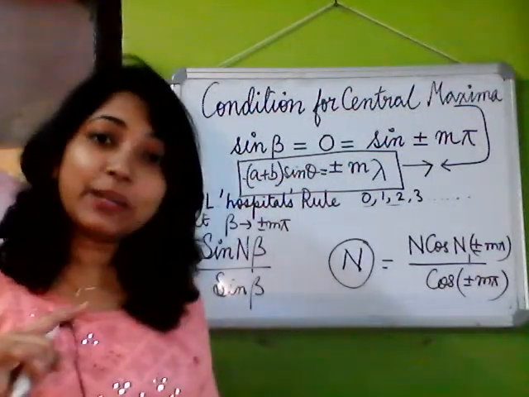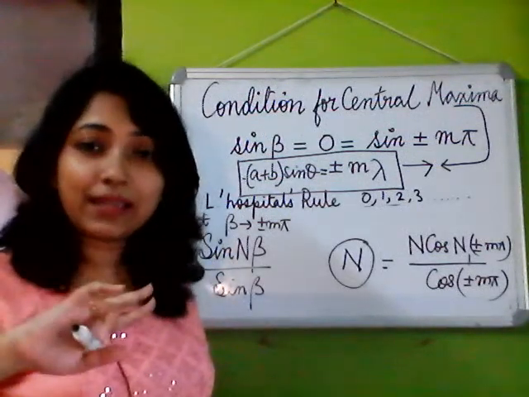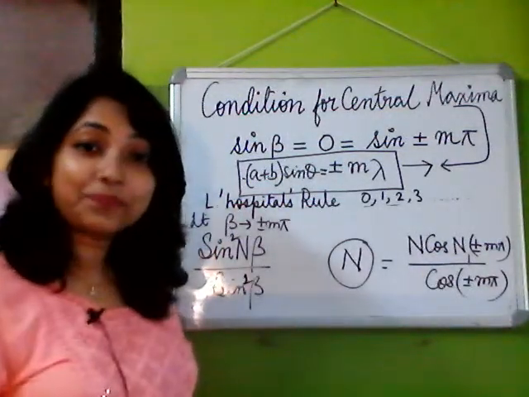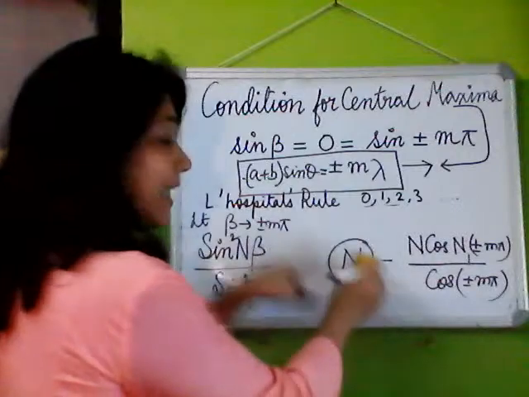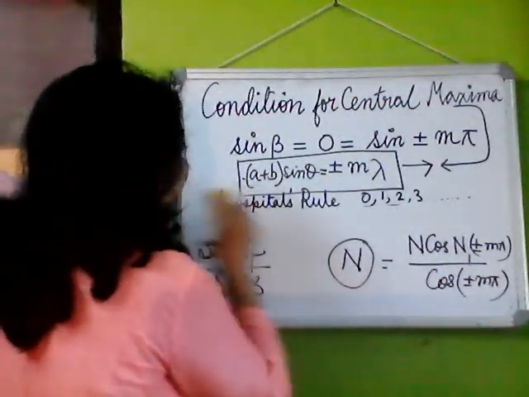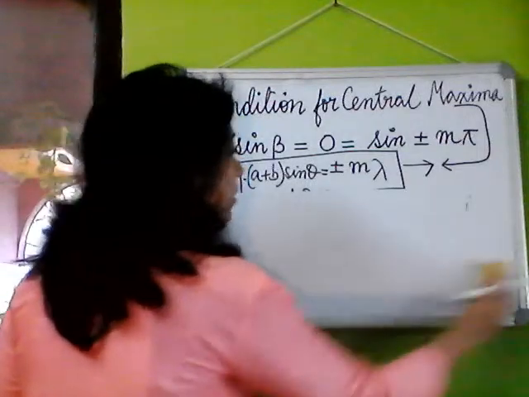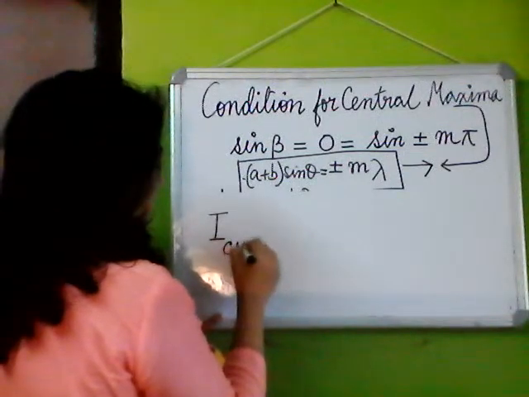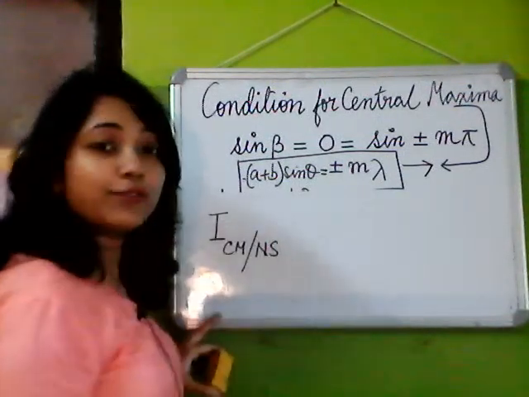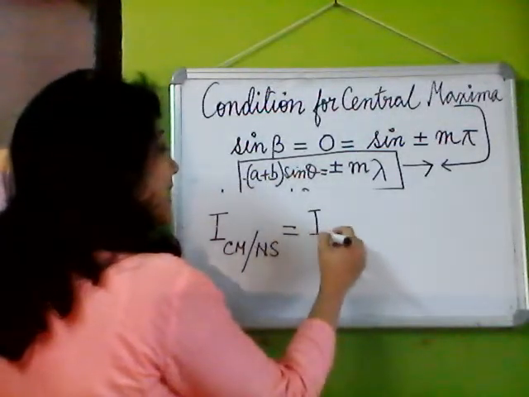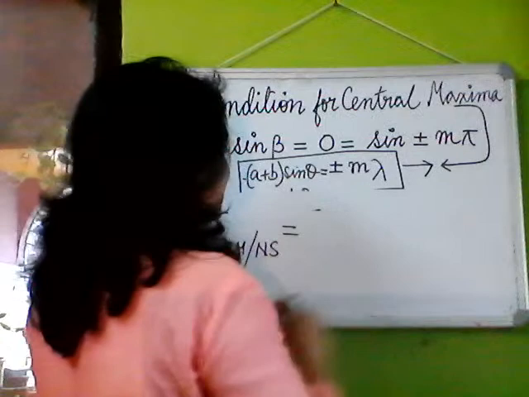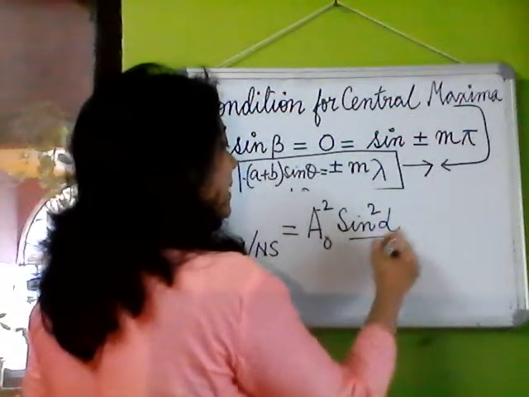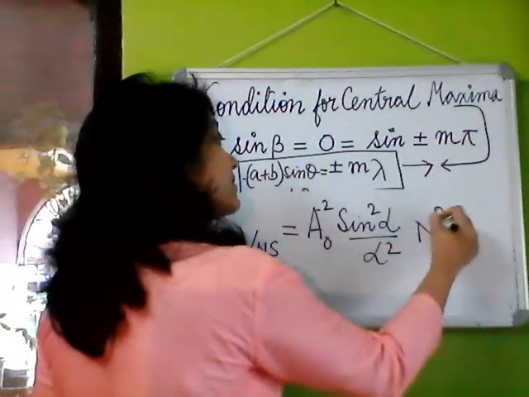And in our intensity, remember we had this particular sine n beta by sine beta as a square. We had sine square n beta and sine square beta. Then when I put this value of n in our formula, what will be the intensity received? The maximum intensity at central maxima due to n number of slits will be I0, or as we were writing it, A0 square sine square alpha by alpha square times n square.